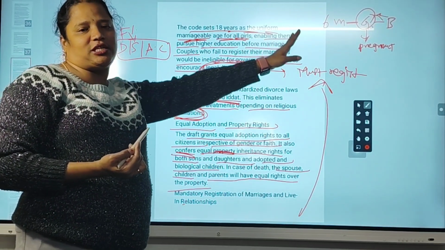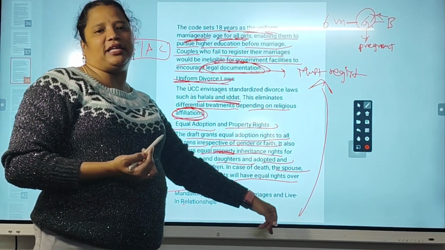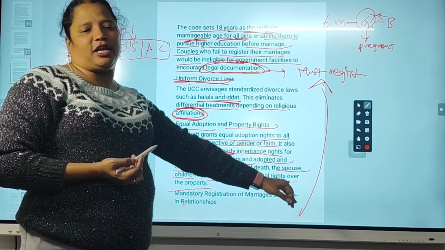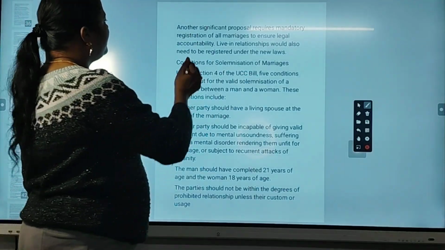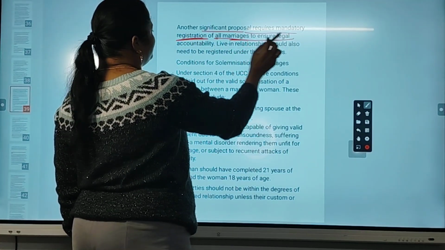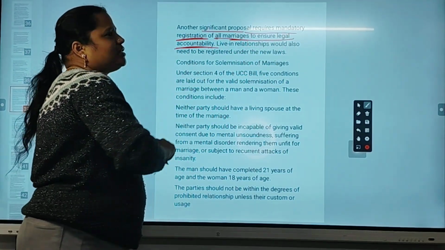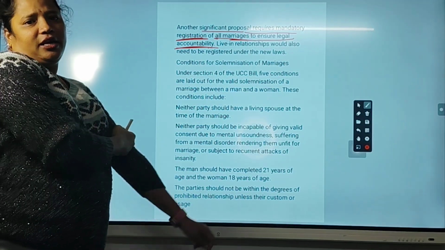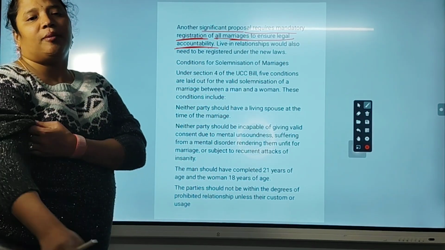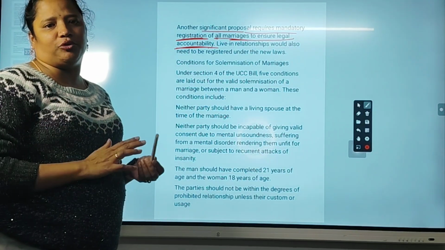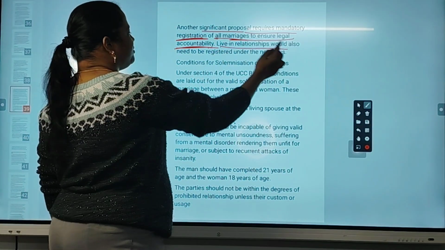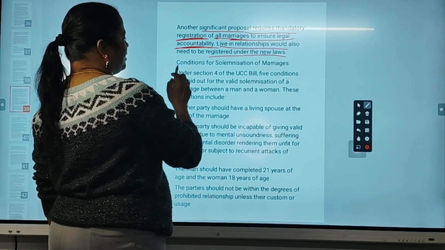So to stop this type of cheating also, the government is introducing registration for live-in relationships also. Another significant proposal requires mandatory registration of all marriages to ensure legal accountability. Registration of marriages is common everywhere. It is mandatory nowadays. Without registration, inheritance, adoption of property, things won't come to the wife. That's why generally they register everywhere. Live-in relationships would also need to register under new laws.